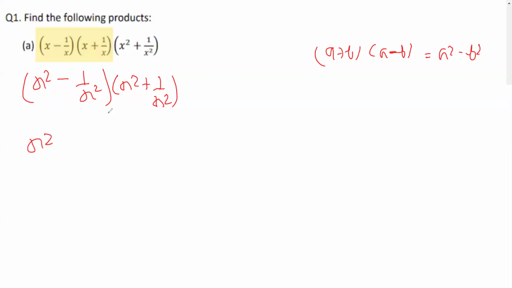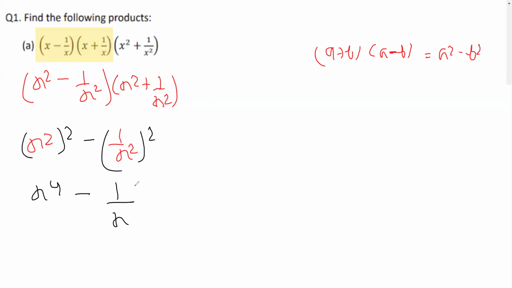This is a, right? And its square, so that's a square, minus b square. And what is b for you? It is 1 over x square, that is b. B square means square of this. Now, you know, x square whole square will be x raised to the power 4. Similarly, I can write the square because 1 square is 1. So the x square whole square is x power 4. So this will be the answer for the first part.